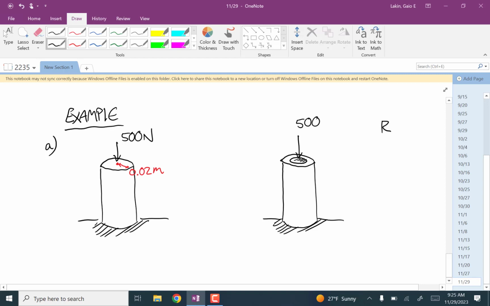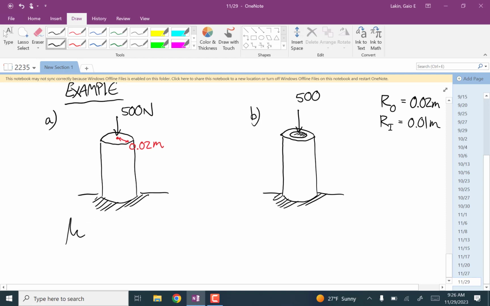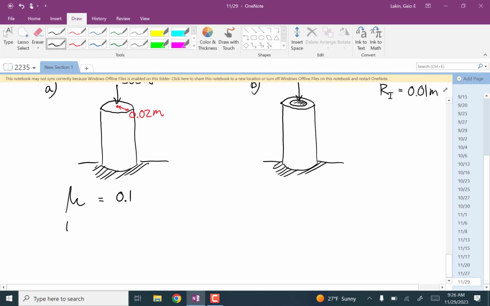And let's say that our outer radius is 0.02 and our inner is 0.01. The coefficient of friction is 0.1. And we want to know, so this is a static friction, what's the greatest couple that can be applied without these starting to move?